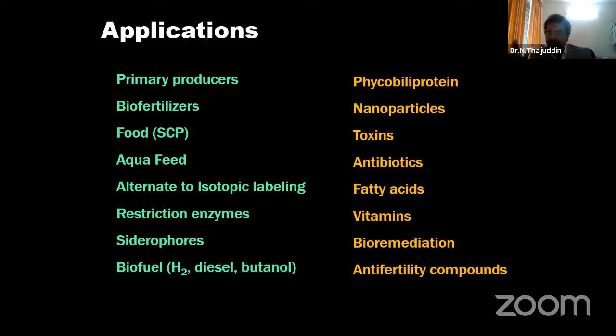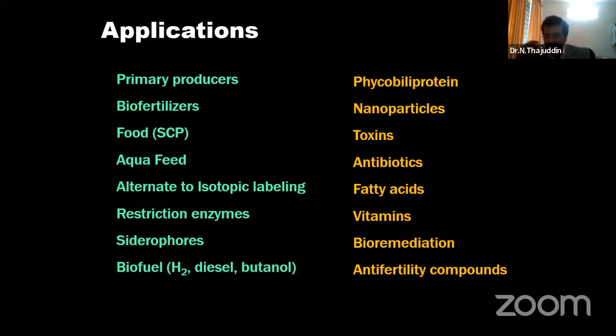For example, if you want a triangular type of gold nanoparticle, use one algae. If you want a hexagonal type of nanoparticle, use some other algae. Okay, if you want a spherical gold nanoparticle, you can use another algae. Likewise, whatever shape of the particle you want, you can select. We published some good papers in this aspect. I'm going to explain in subsequent slides.